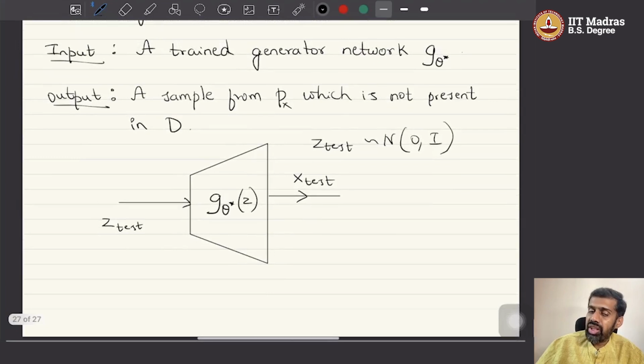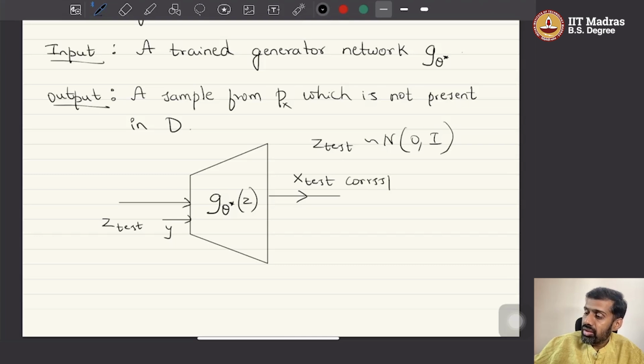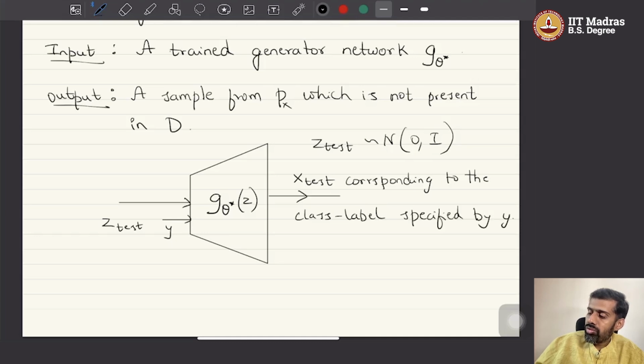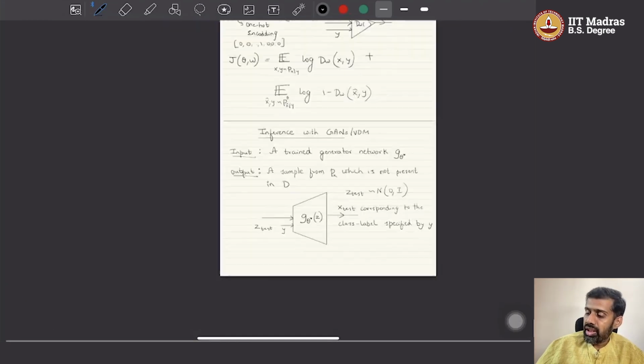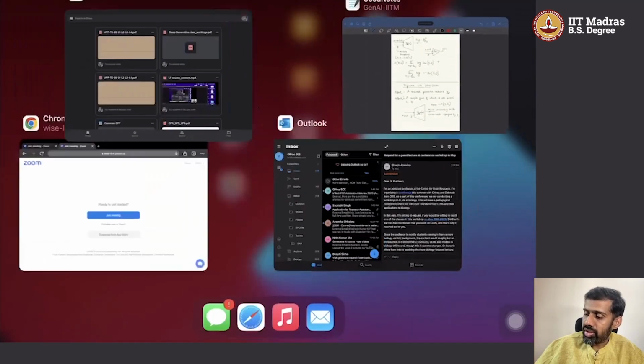Now if it were a conditional GAN that you have trained, you should also have Y as an additional input here, and this would be X test corresponding to the class or class label specified by Y. Okay, this is how one uses a GAN for inference. So let me just show you an example of how a GAN is used for inference.